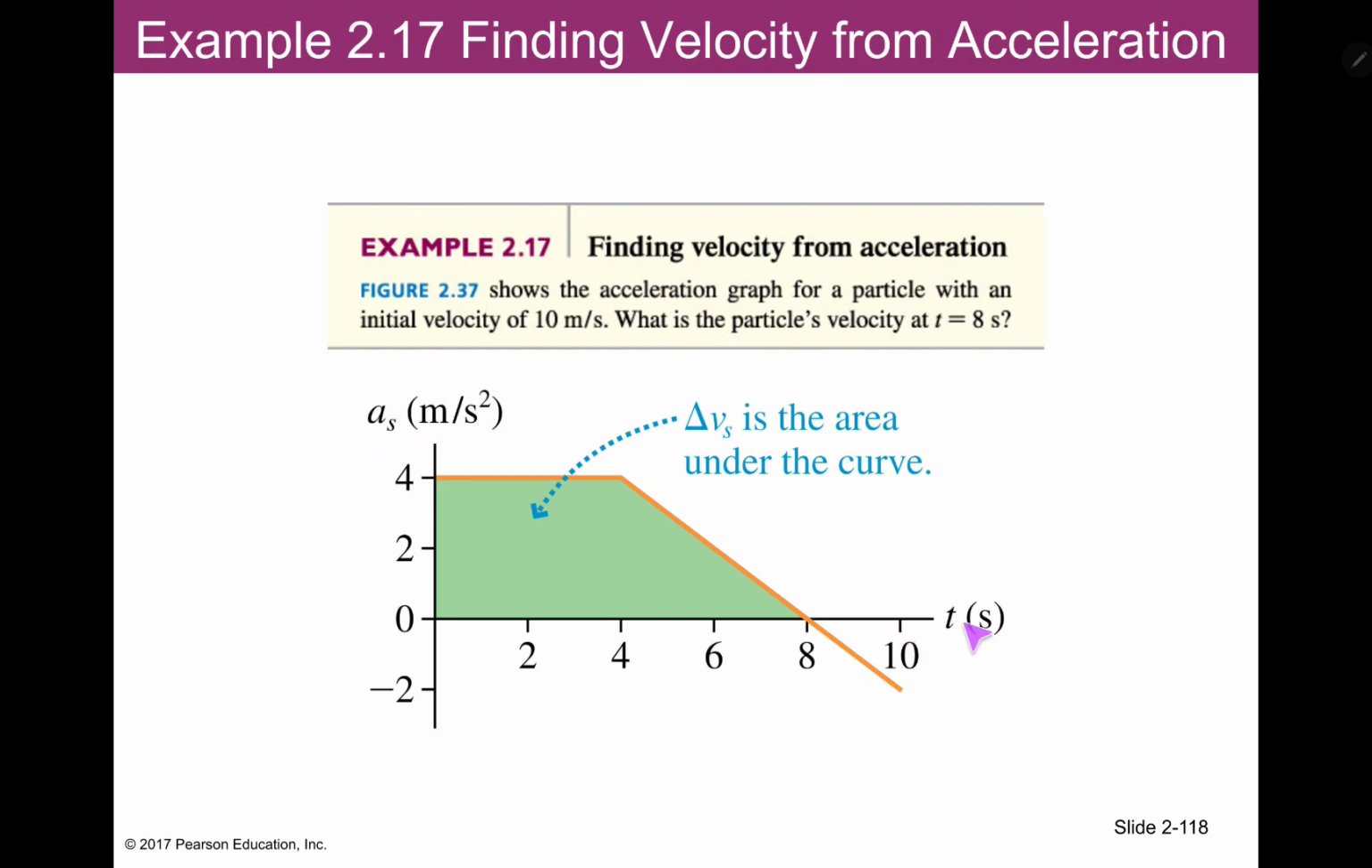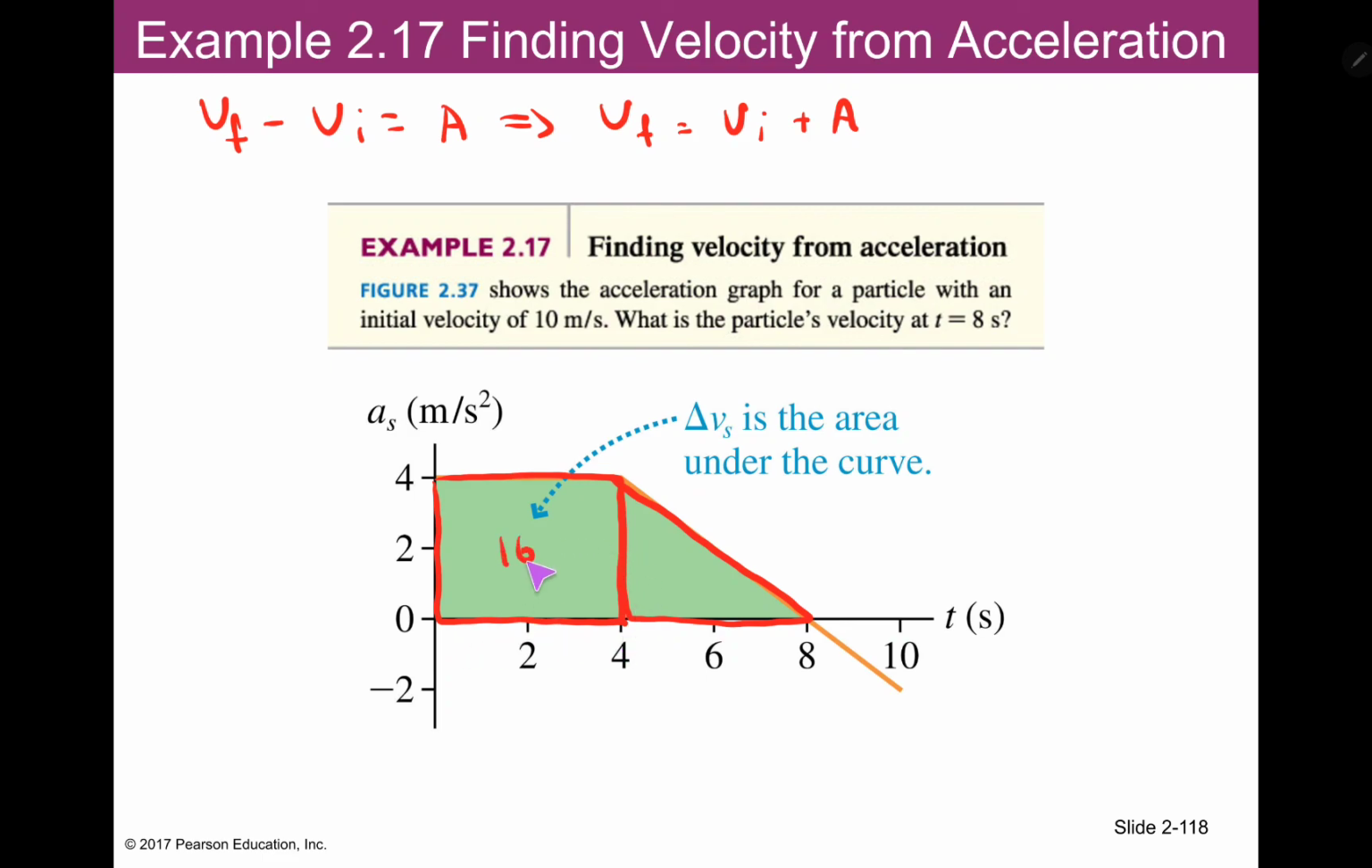If we have an acceleration versus time graph, then the area under this graph gives us the change in velocity. So basically v final minus v initial equals the area. Initial velocity is given, so final velocity equals initial velocity plus area. First of all we need to find this area. It consists of a rectangle and a triangle. The area of the rectangle equals 4 times 4, 16, and the area of the triangle is 4 times 4 divided by 2, which is 8. So the total area equals 24.